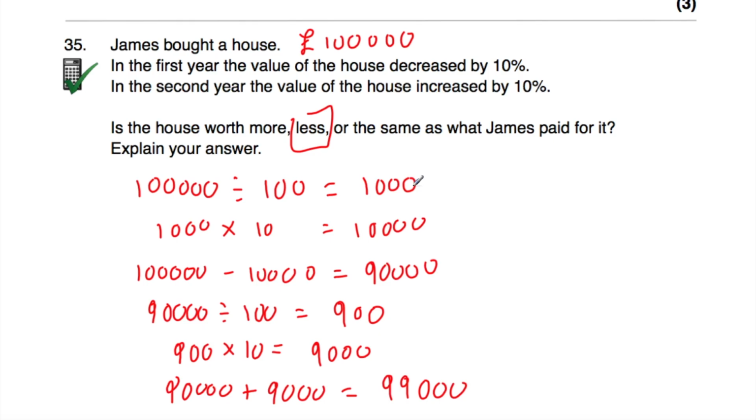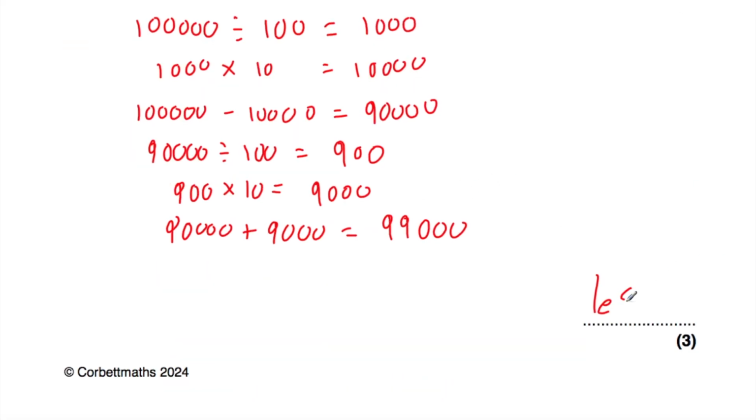If it decreases by 10% and then increases by 10%, it's going to be worth less than what he paid for it. And the reason is whenever you work out 10% of that original value and then decrease it, then you do 10% of the decreased value, it's not going to be as big as that initial 10%. So whenever you add it on, it's not going to reach £100,000. So that's it. That's one approach.